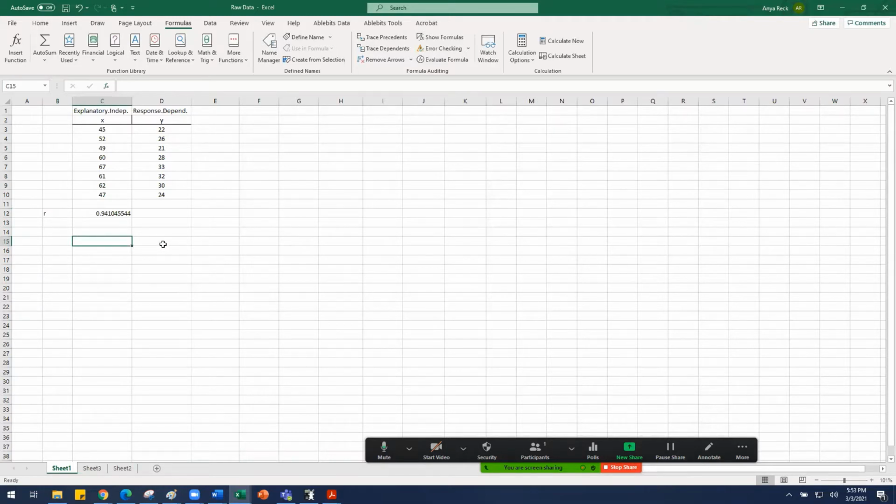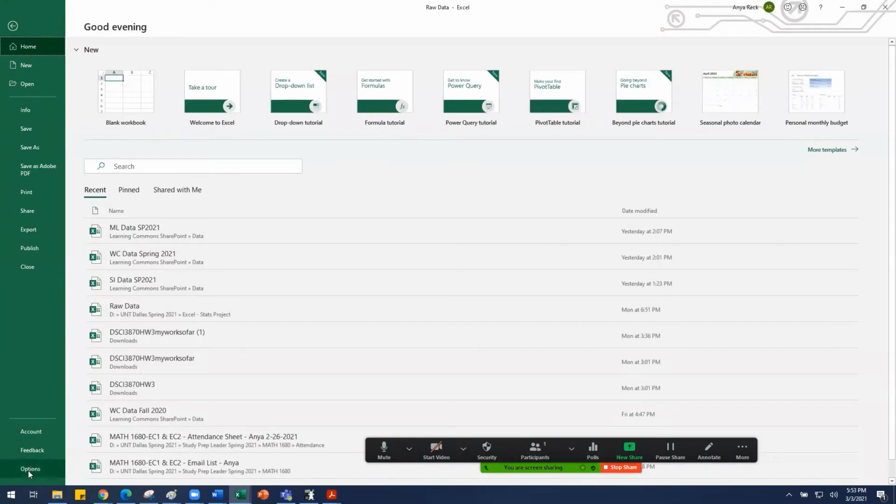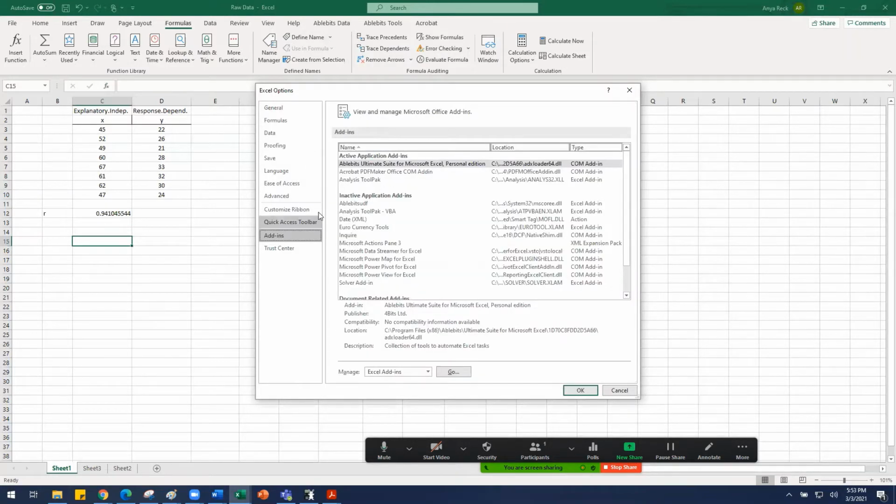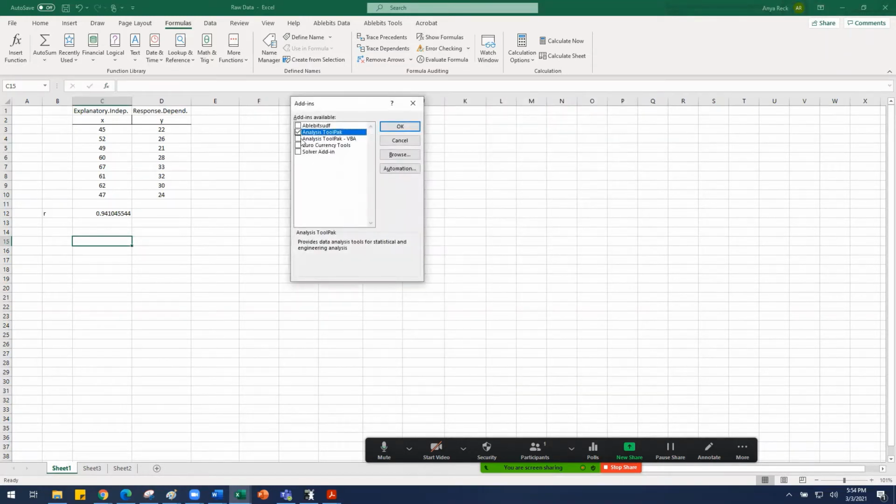Another method you can try is go to File, Options, click on Add-ins. You want the Analysis ToolPak. Press Go. Make sure the ToolPak is selected. Press OK.